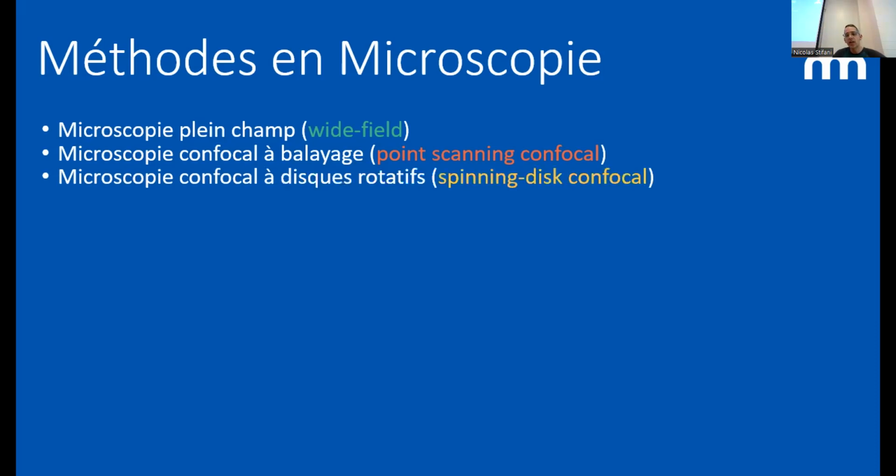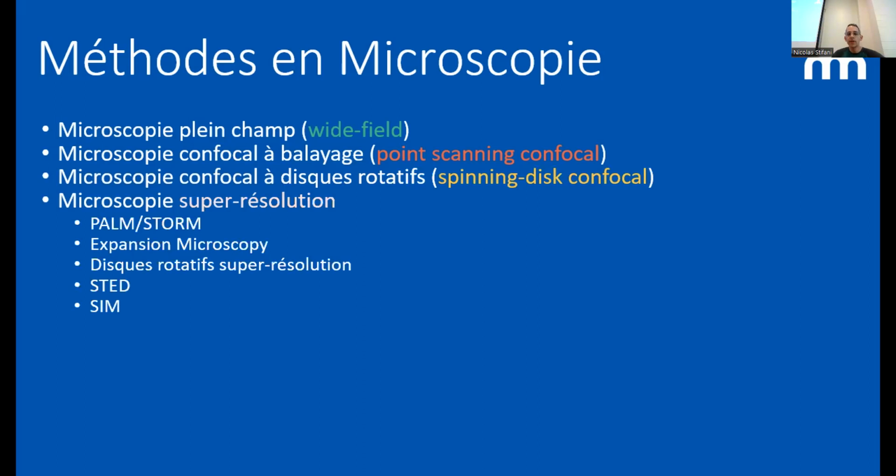A variation of that is, instead of looking at one point at a time, you can put several points at the same time and move them. And this is used in spinning disk confocal microscopy. And there is a very large field of microscopy that has appeared, I would say, more recently, but it's not so recent anymore. It's called super resolution microscopy.